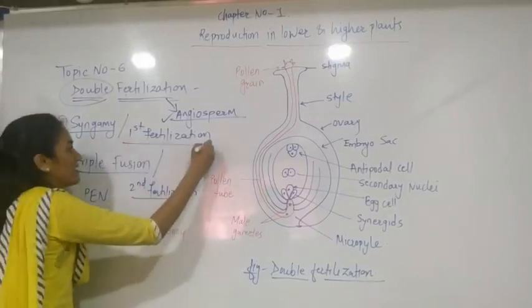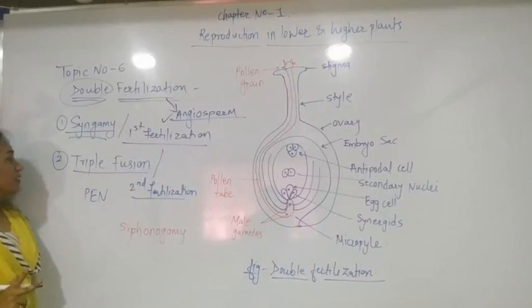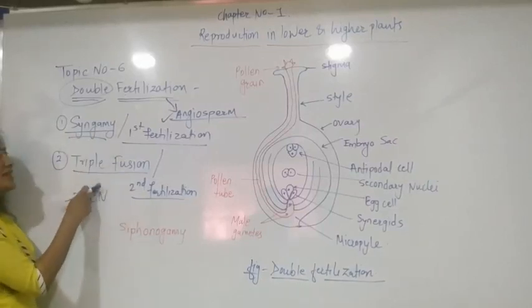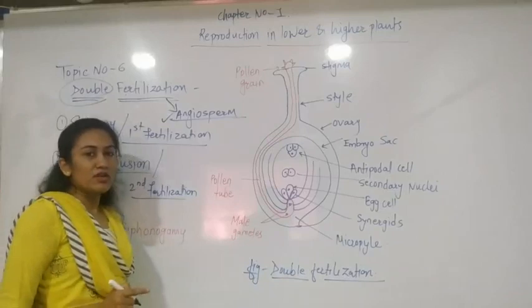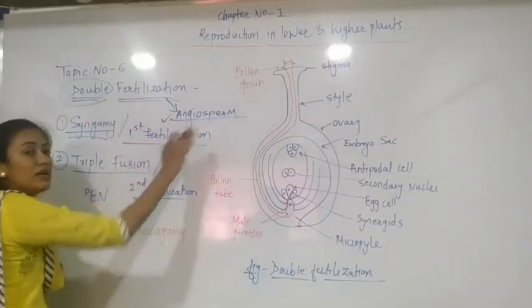Here, the first fertilization is called syngamy and the second fertilization is called triple fusion. So in this way, two fertilization processes take place. That's why this is called double fertilization. Fertilization is nothing but the fusion of male and female gametes. So with the help of this diagram, I will explain how double fertilization takes place in the angiosperm.